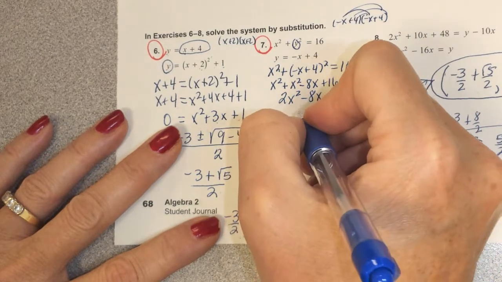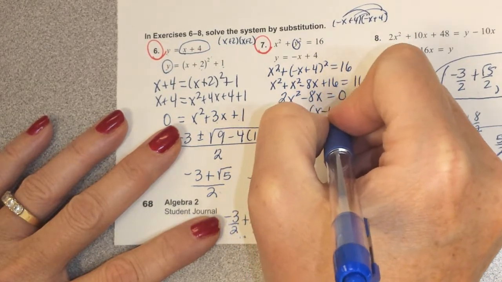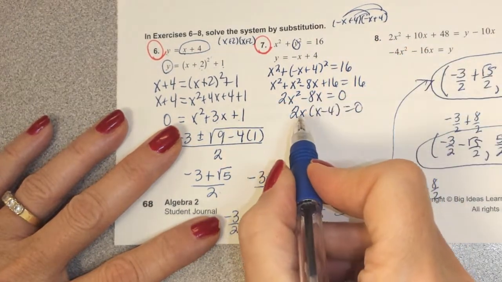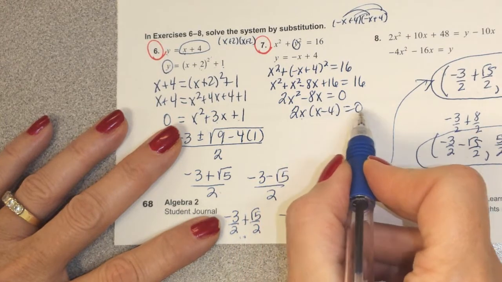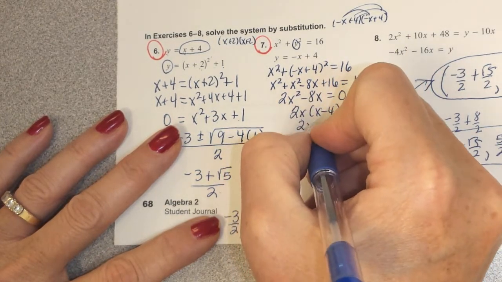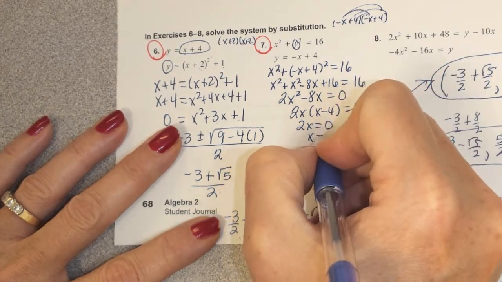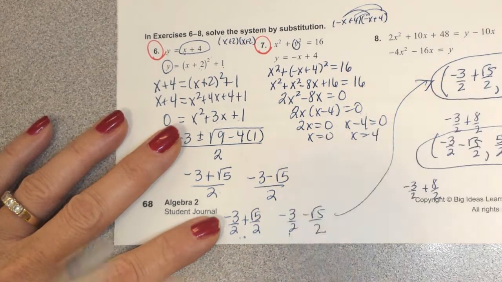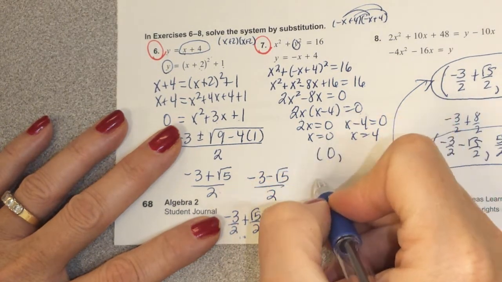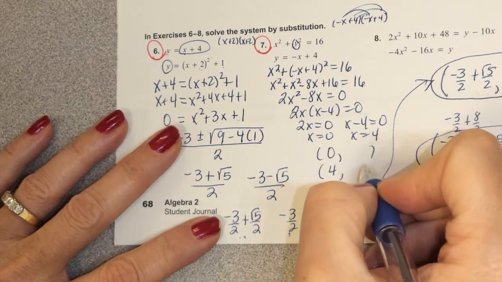To solve a problem like this, I factor out a 2x. I'm left with x minus 4. Solving this, I set this equal to 0 and this equal to 0. So if I have 2x equals 0 and x minus 4 equals 0, divide by 2, add 4. So there are my two values for x. So I know one of my points is 0, comma, my other's 4, comma.